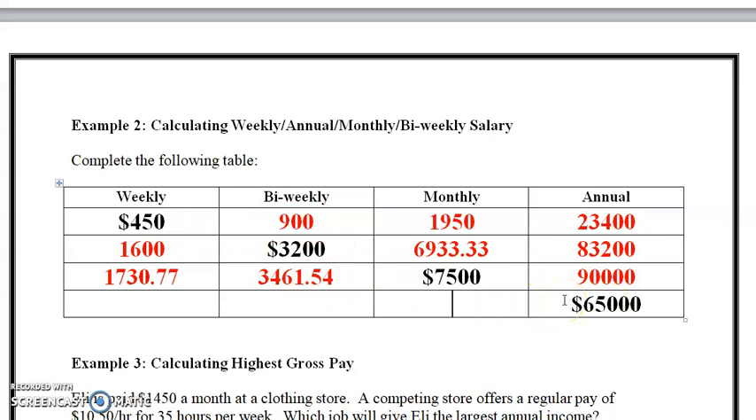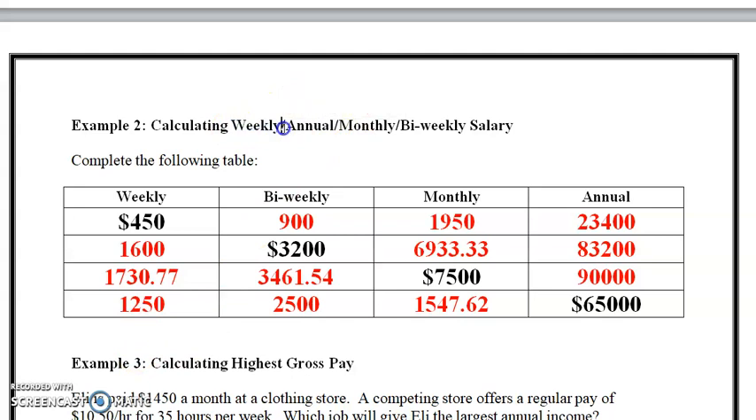So 665,000 divided by 12, I get 1,547.62. I'll take the annual and cut that into biweekly, so divide that by 26. That'll give me 2,500 bang on, and that makes the weekly just 1,250 without even doing any math, right? Okay, so that's how you fill a table in.